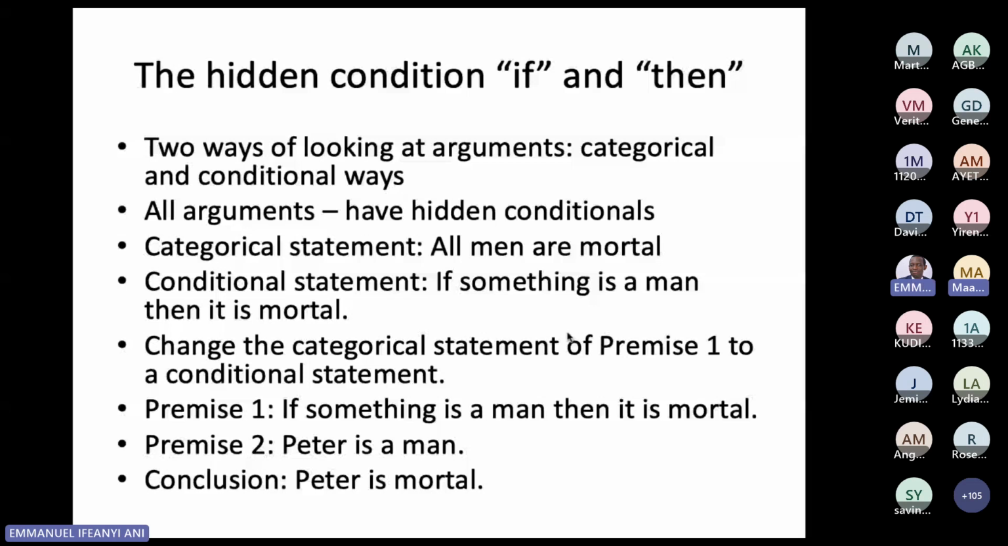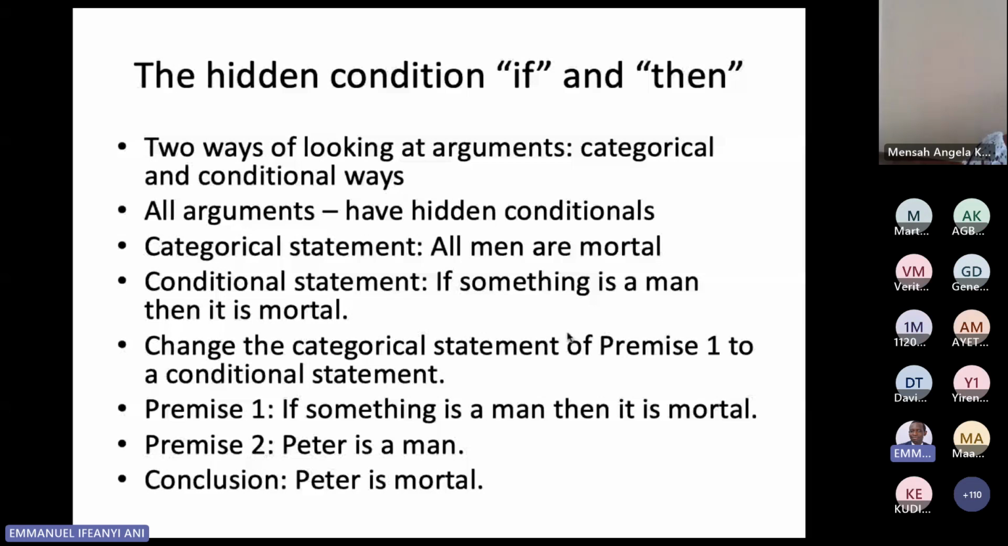Now, it is only the major premise that you can convert from a categorical to a conditional statement. Like in the example we did, the major premise is premise 1. So now change the categorical statement of premise 1 to a conditional statement. Premise 1, if something is a man, then it is mortal. Premise 2, Peter is a man, therefore Peter is mortal.